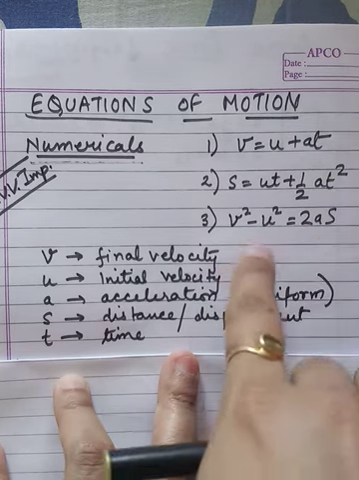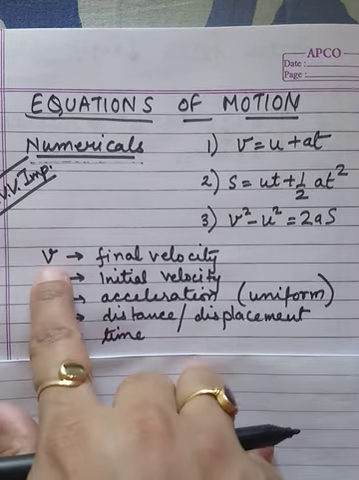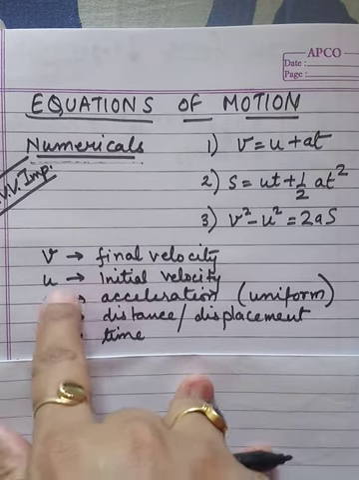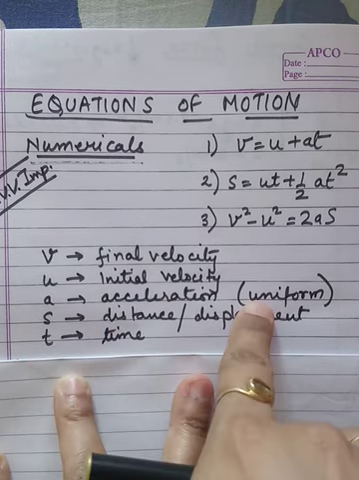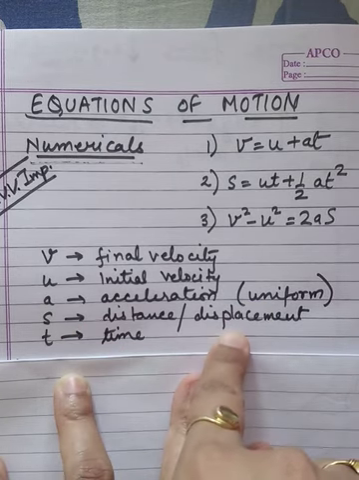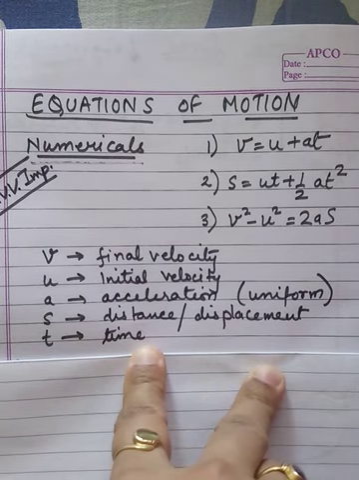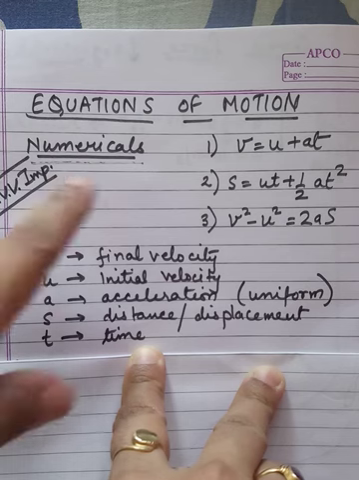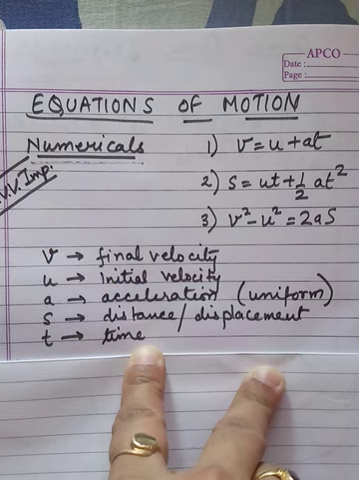Okay, now what are these variables that we know? Let's just revise all these variables. v is the final velocity, u is the initial velocity of the object, a is the acceleration, which is always taken as uniform acceleration, and s is the distance or displacement, whatever is the case, and t is the time. Now to solve the numericals based on equations of motion, we must know how to put the values of all these variables.